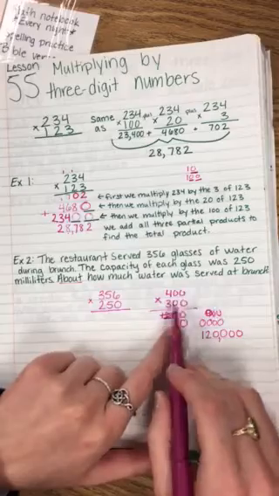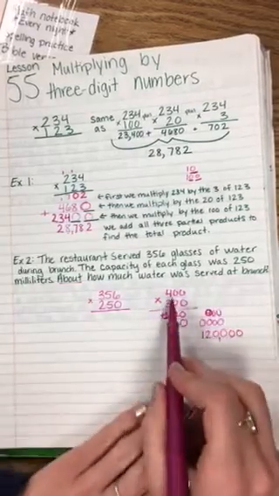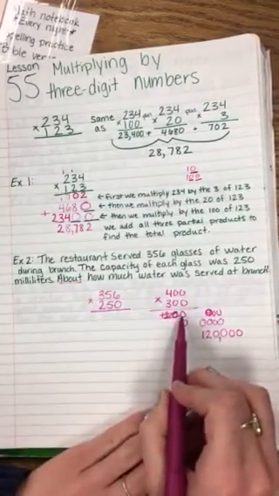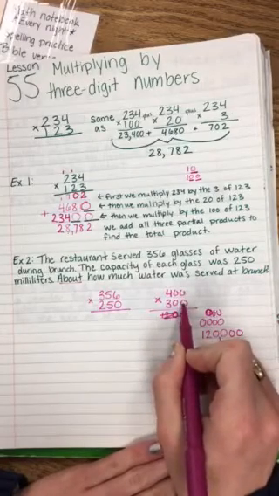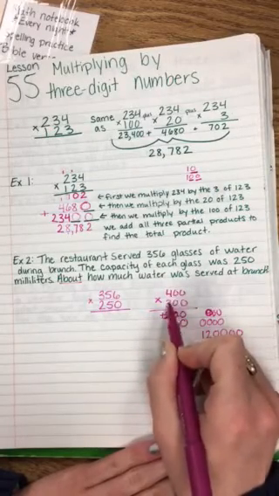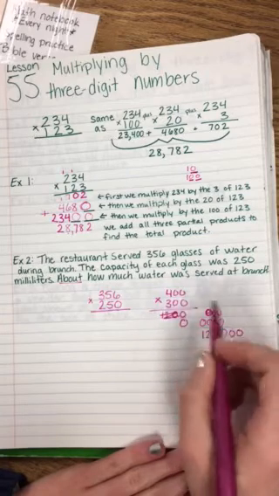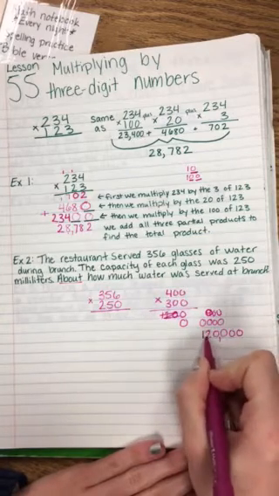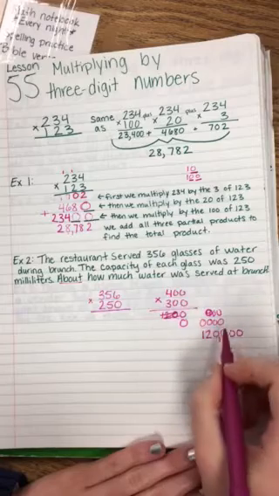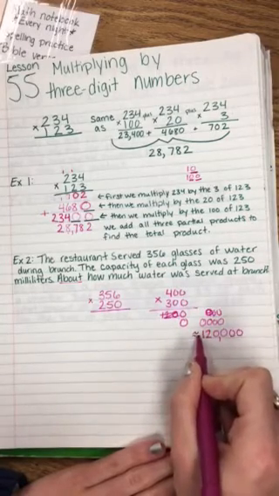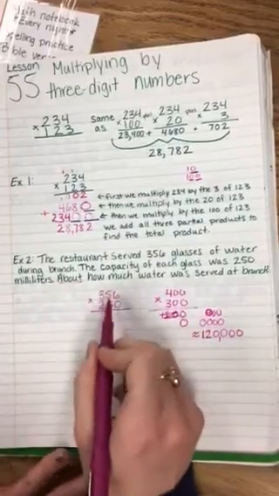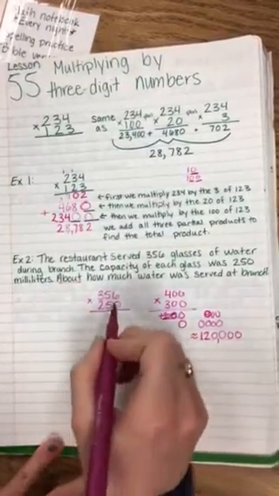So my trick is, if it's two numbers that are just hundreds, you count how many zeros there are, 1, 2, 3, 4, and you multiply these numbers, so that's 12. So you have 12, and then you add 1, 2, 3, 4 zeros, and your answer is about 120,000. But we're going to solve this and see what the actual answer is.